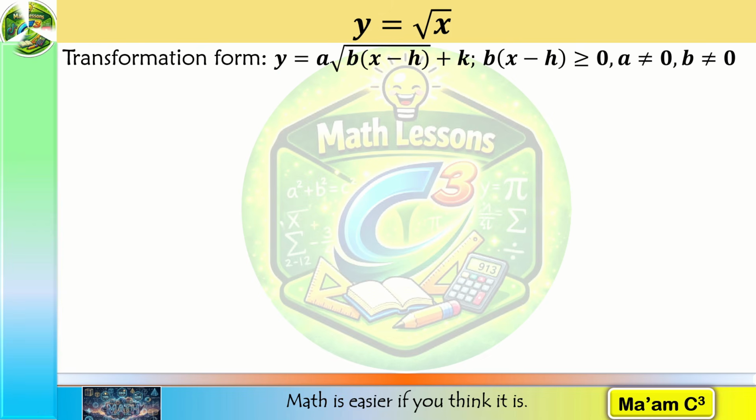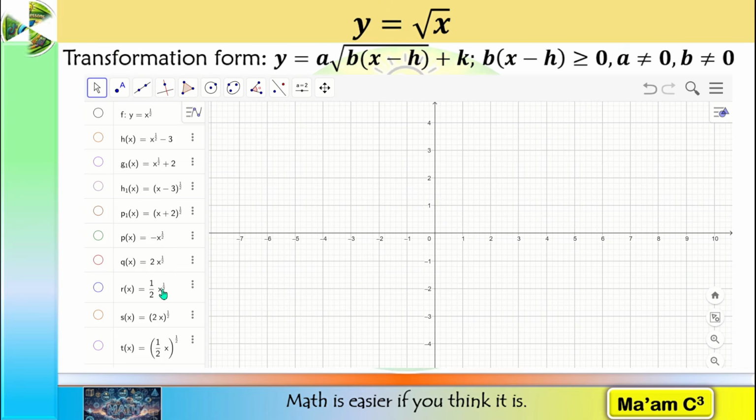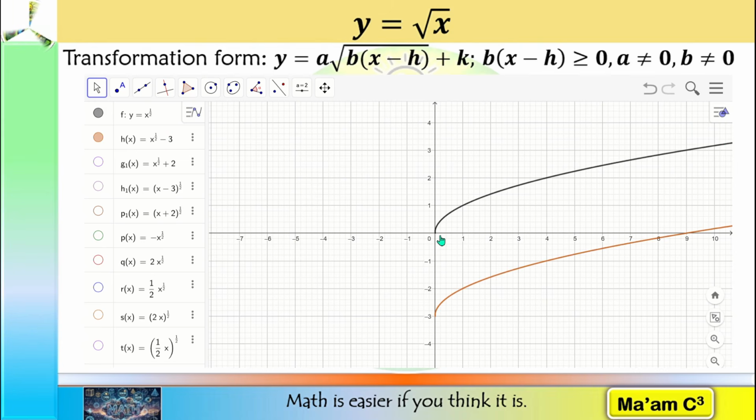Again, I'm going to use GeoGebra for the transformation. Once again, I have here different transformations for y equals x raised to 1/2. x raised to 1/2 is equivalent to the square root of x. So let's start with our mother function, y is equal to the square root of x. We already know how to graph this one. Then what happens if I add negative 3 here? So this one, our endpoint moves 3 units down.